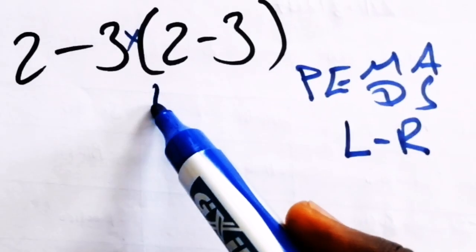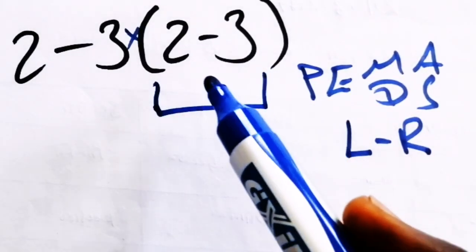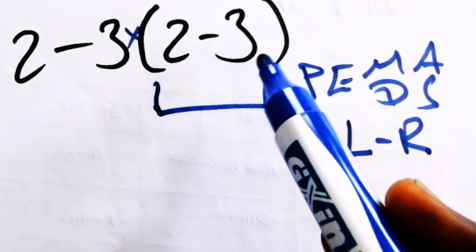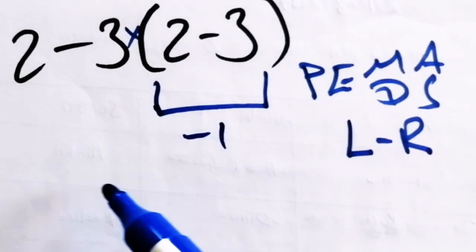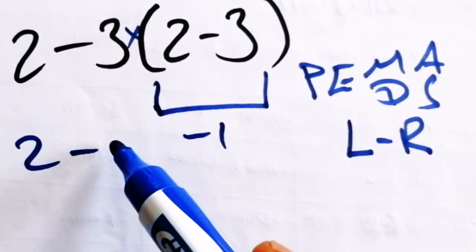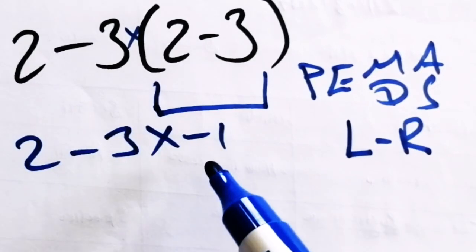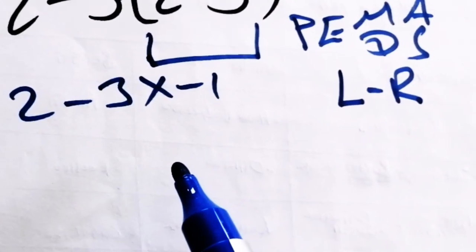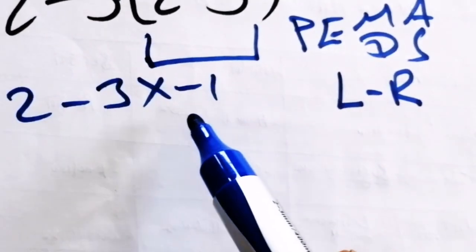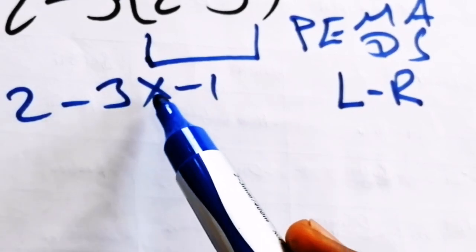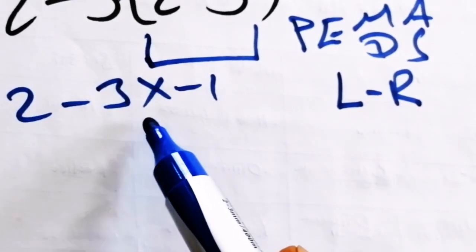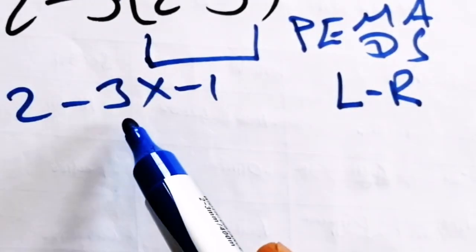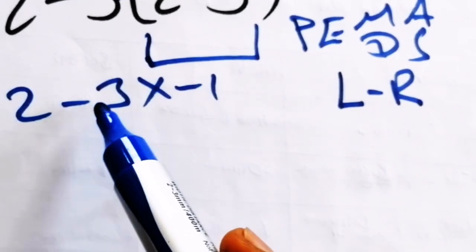So therefore, according to PEMDAS, first we have to do this parenthesis. Inside the parenthesis, 2 minus 3 which equals negative 1. And 2 minus 3 times negative 1. Okay. So in this expression, there is one subtraction and one multiplication. Therefore, according to PEMDAS, multiplication has higher priority than the subtraction.